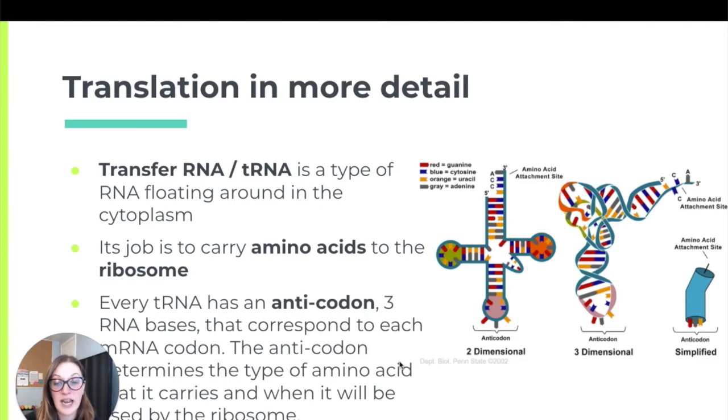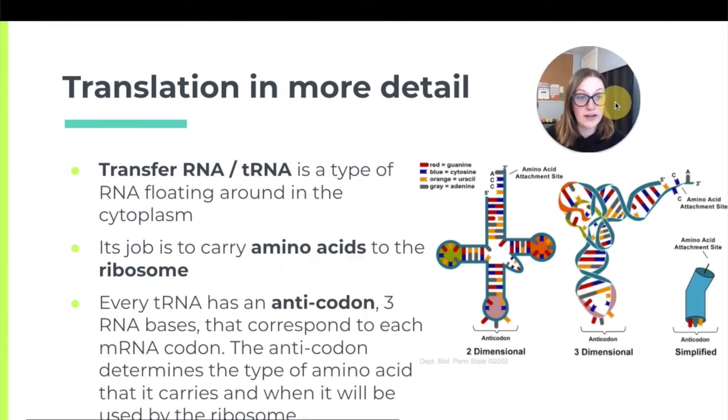Every tRNA has an anticodon. Remember, the prefix anti means opposite. So the anticodon is 3 bases of RNA on the tRNA that correspond to the mRNA codon. The anticodon will determine the type of amino acid that it carries, and therefore when it will be carried to the ribosome to be used to build a protein.